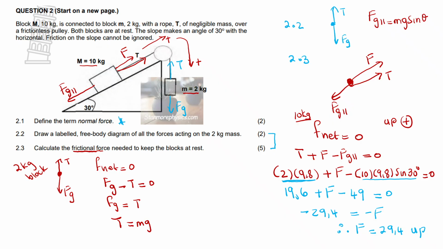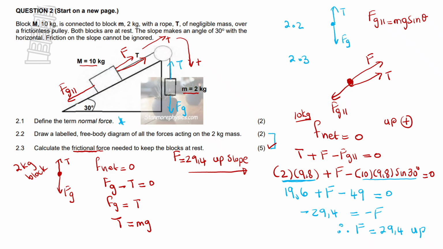So the answer for this is, we're going to say the frictional force is 29.4 N up the slope. And ladies and gents, once you have all these steps, you're definitely going to collect those 5 marks. So now there's something that we need to go back and fix.